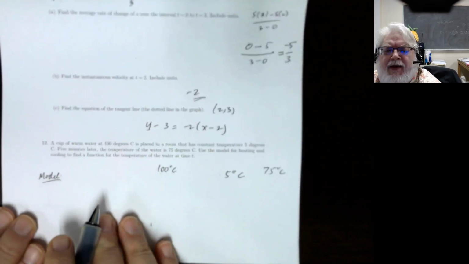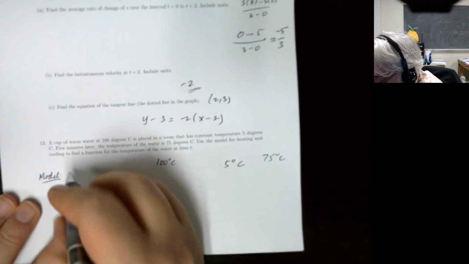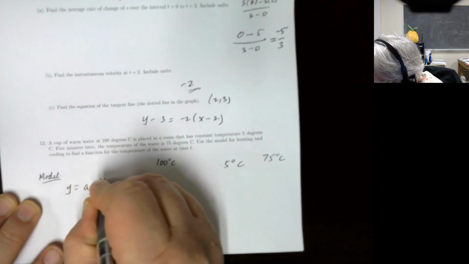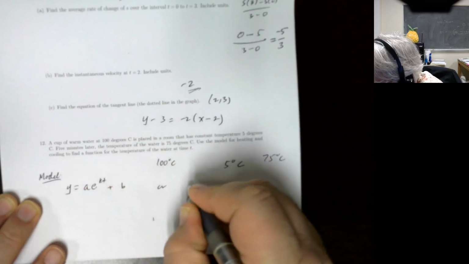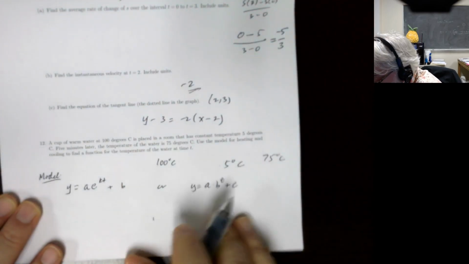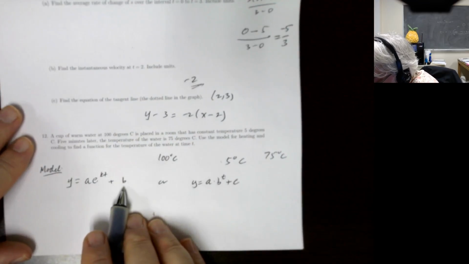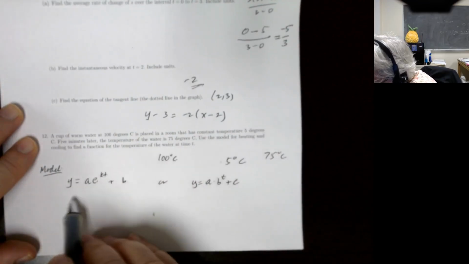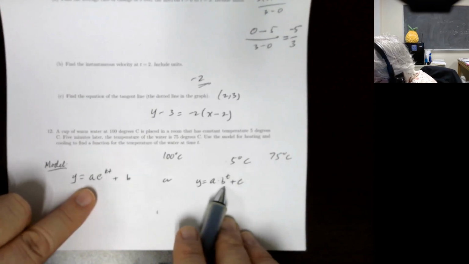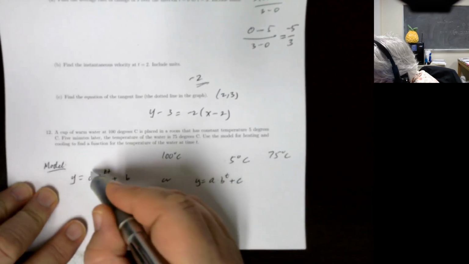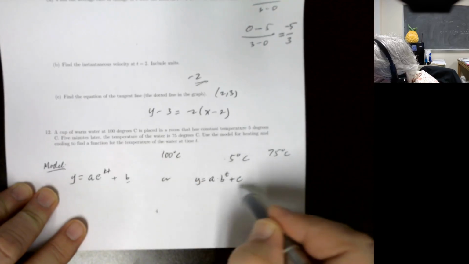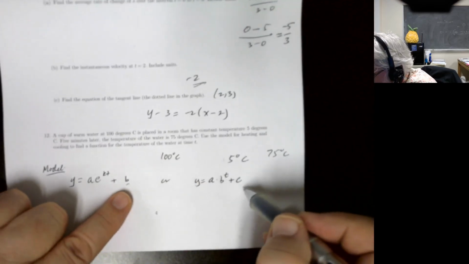Okay, so I was just double checking some notation. You could either use y equals a e to the kt plus b, or you could use y equals a times b to the t plus c, either one. Notice that in both cases, as t goes to infinity, the exponential term is going to go to 0, leaving you with either b or c. And so those are going to be your environmental temperatures.